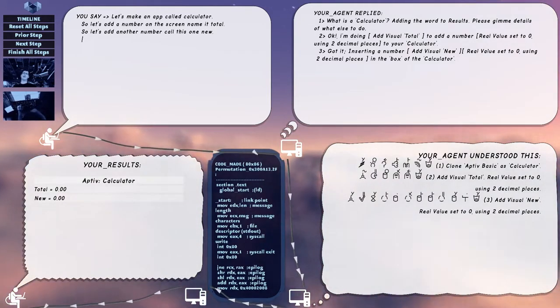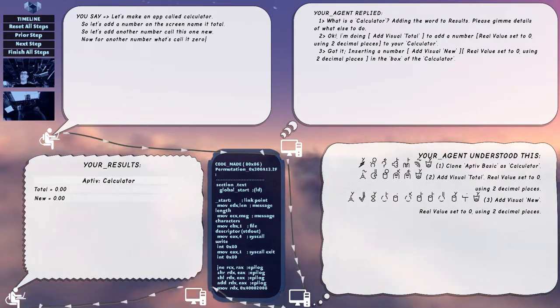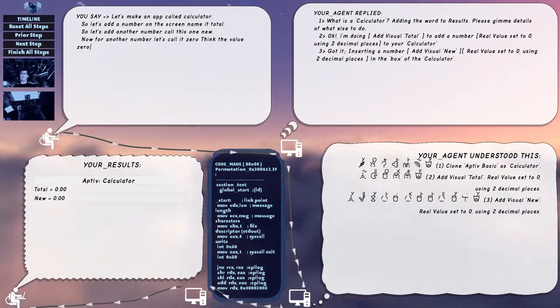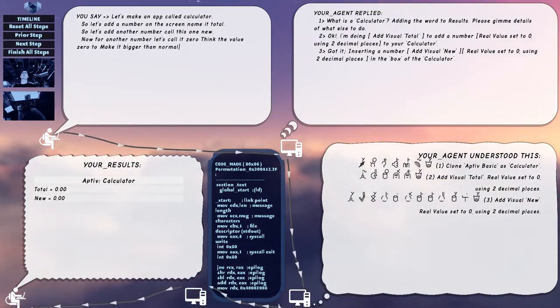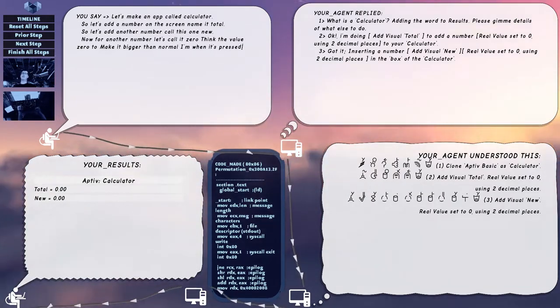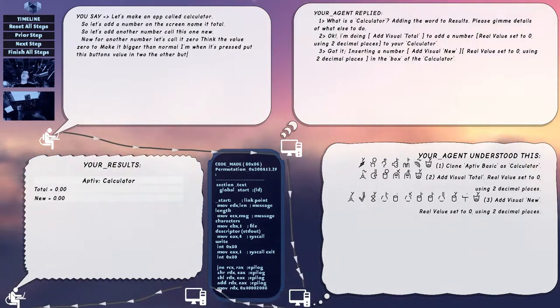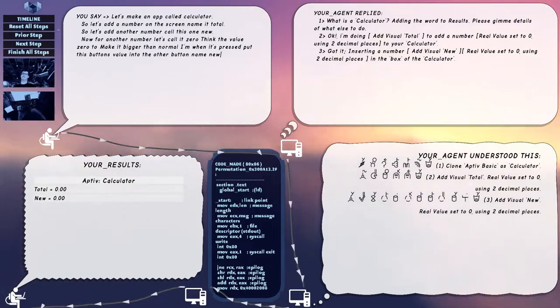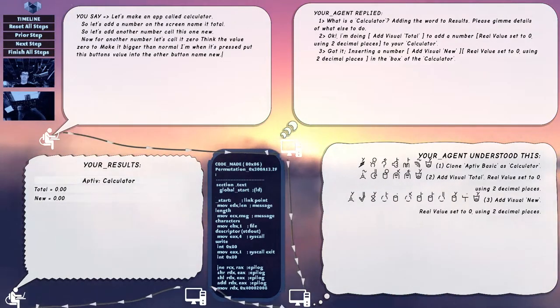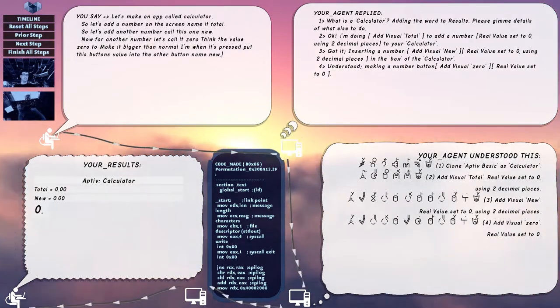So I'm going to start adding the actual digits. So now for another number. Let's call it 0. Let's make the value 0. Let's make it bigger than normal. When it's pressed, put this button's value into the other button named new. Full stop. Do it. Understood. Making a number button.